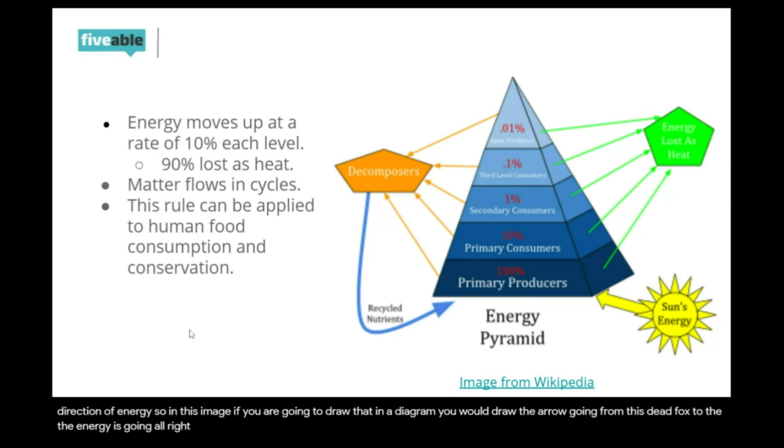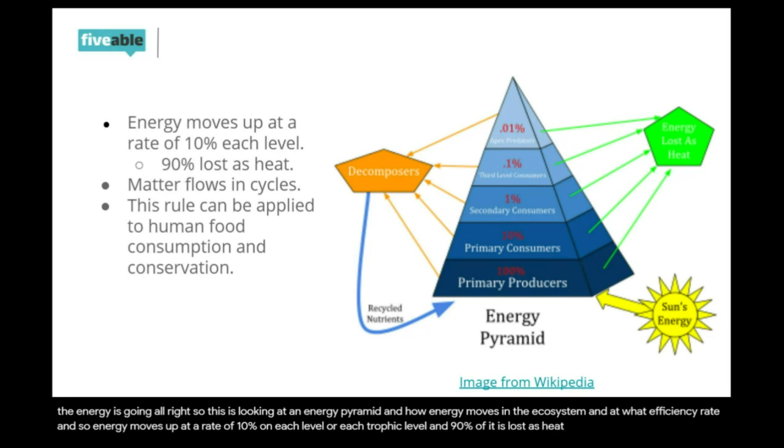All right, so this is looking at an energy pyramid and how energy moves in the ecosystem and at what efficiency rate. And so energy moves up at a rate of 10% on each level or each trophic level, and 90% of it is lost as heat.